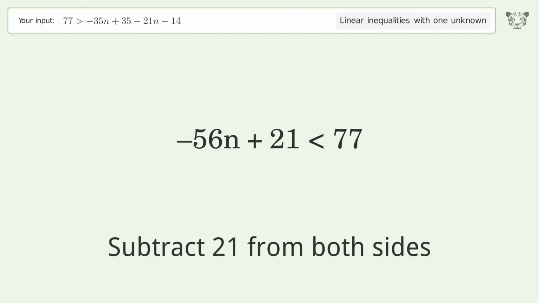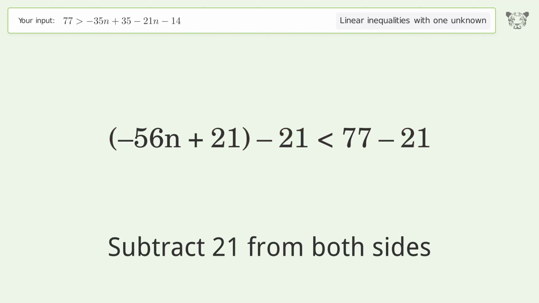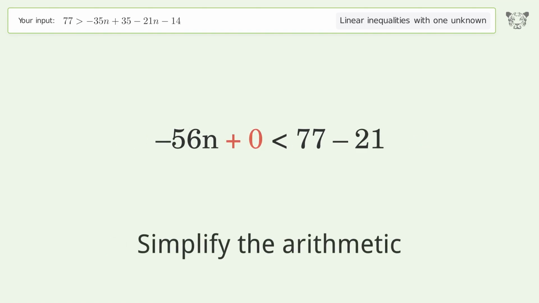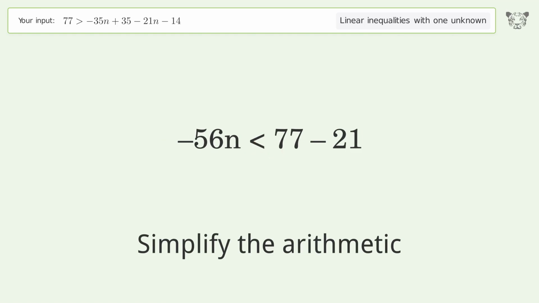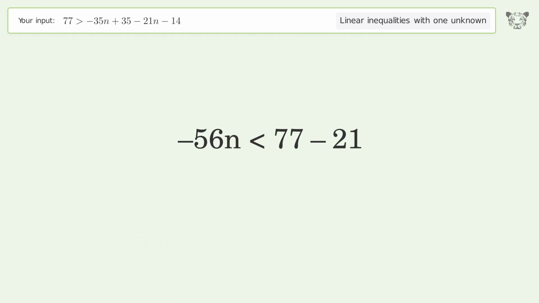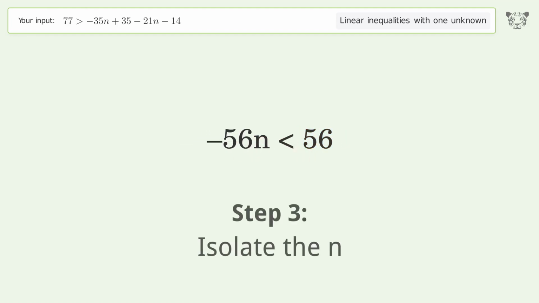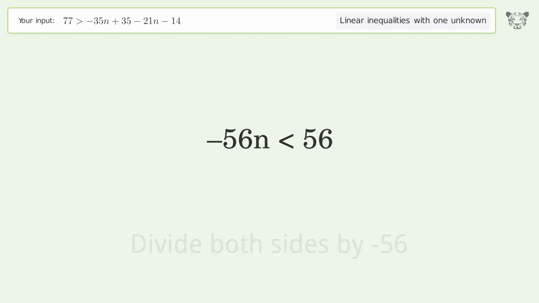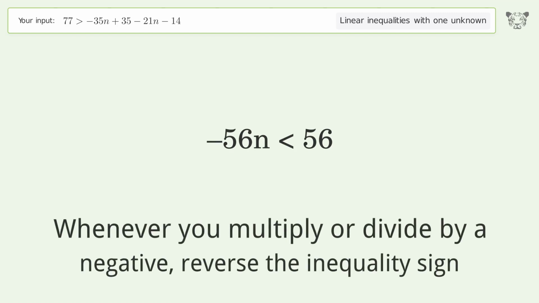Subtract 21 from both sides. Simplify the arithmetic. Isolate the n. Divide both sides by -56. Whenever you multiply or divide by a negative, reverse the inequality sign.